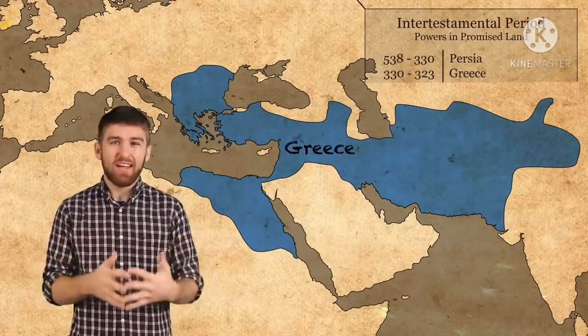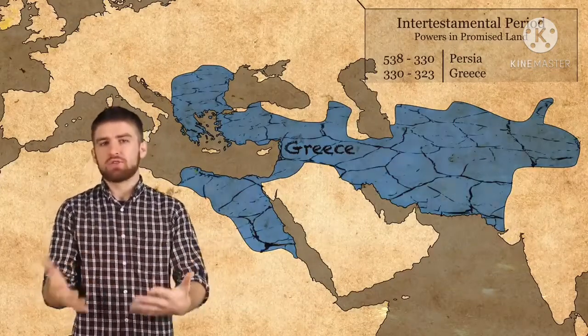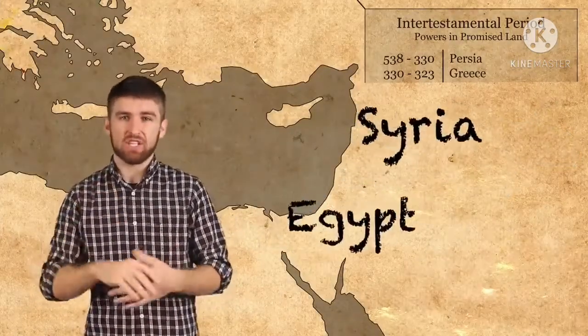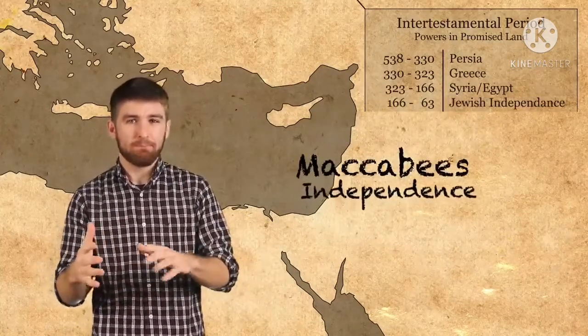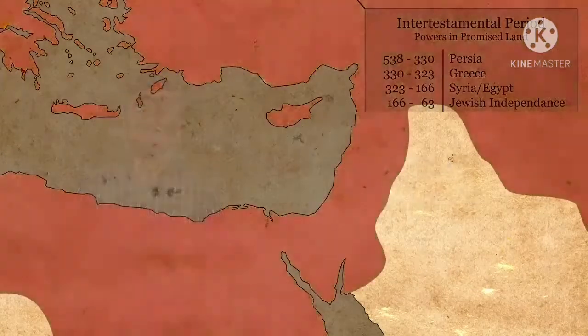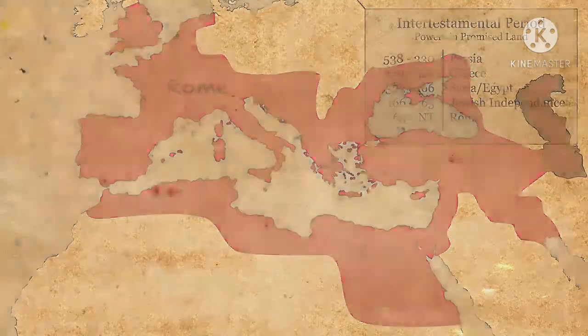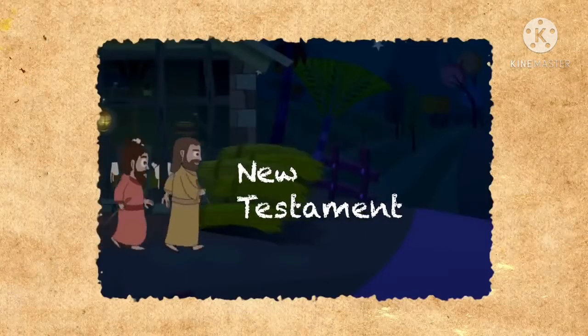Well, he dies young, and the empire crumbles in certain areas. And while the Greek influence remains strong, the area of Palestine is ruled intermittently by Syria and Egypt. Under the Maccabees, the Jews established a wobbly independence in the land for about a century, and in 63 BC, Jerusalem fell to the Roman Empire, which pretty much conquered everything. Jesus was born during the rule of the Roman Empire, and in comes the New Testament.